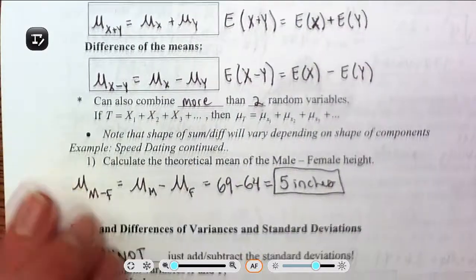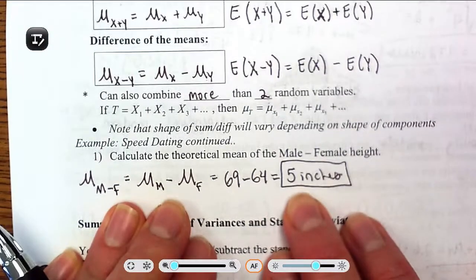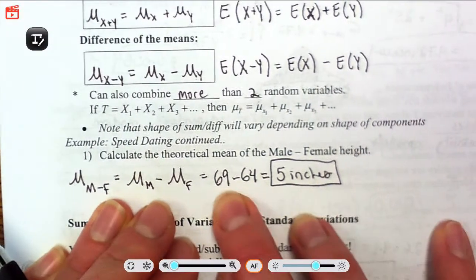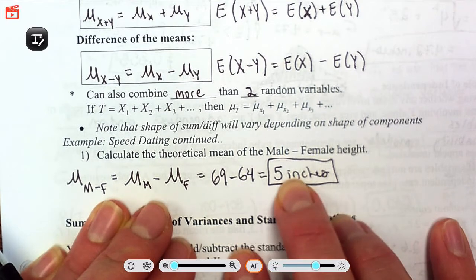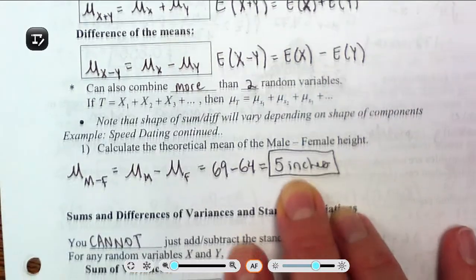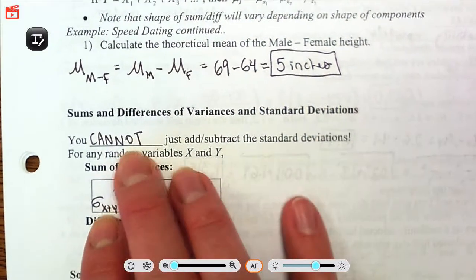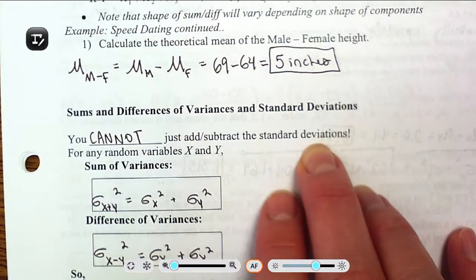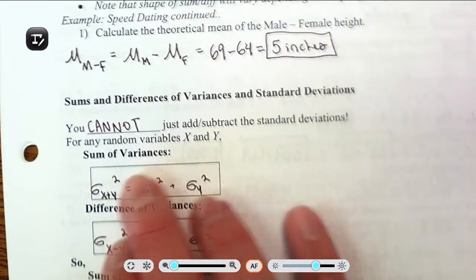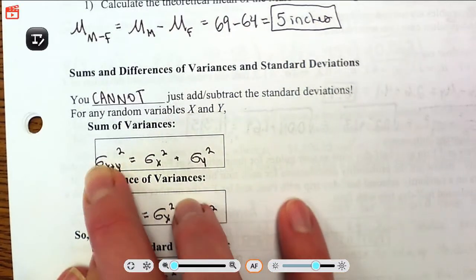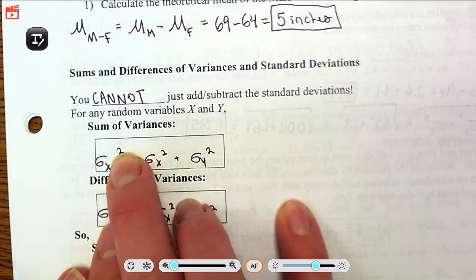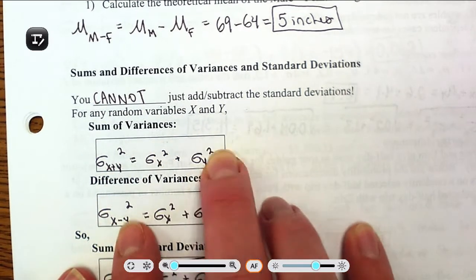So then if we're going to find that theoretical difference, we're going to say 69 minus 64 is a 5-inch difference on average. Sums and differences of variances and standard deviations. You cannot just add and subtract the standard deviations. For any random variables X and Y, the sum of the variances is sigma X plus Y squared equals sigma X squared plus sigma Y squared.